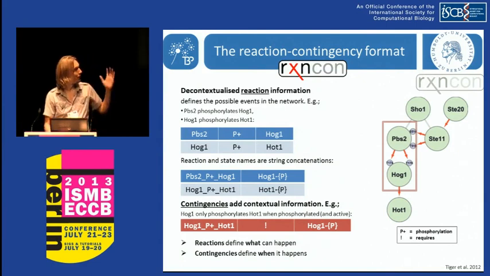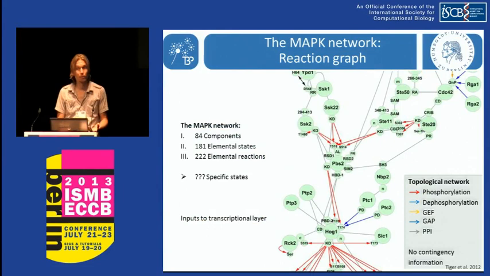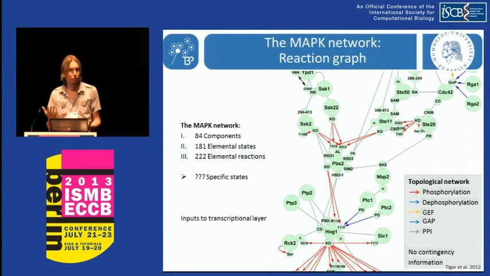So we developed this formalism. We implemented a software tool to use it for visualization and model generation. And we set out to map the MAP kinase network in yeast. Compared to the metabolic networks, this looks like a rather simple system. We have roughly 80 components, 80 proteins. We have about 180 distinct elemental states that appear here, which are single specific phosphorylations or protein-protein dimerizations. We have slightly more than 200 reactions because some of these states are generated or destroyed by different enzymes, a phosphatase and a kinase acting on the same phosphorylation.